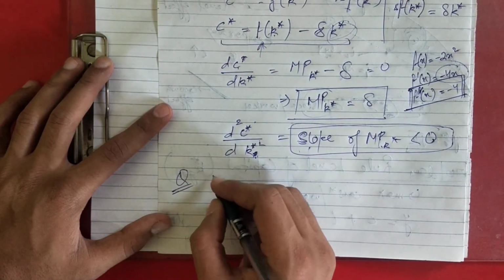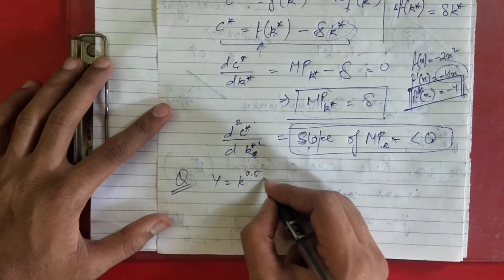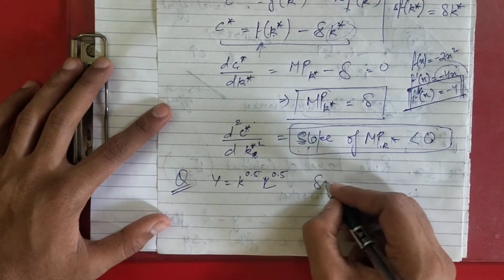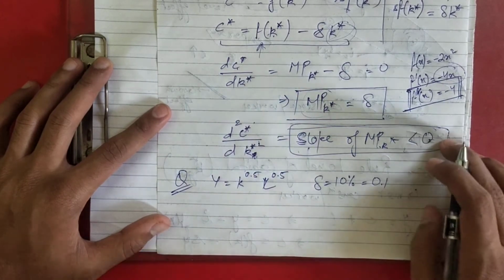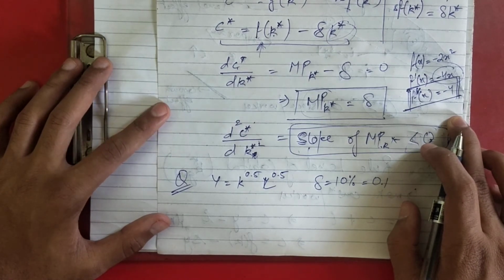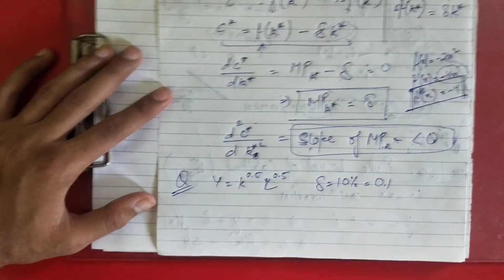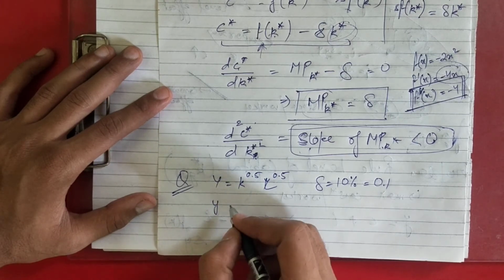So you are given the aggregate production function, Y equals K to the power 0.5 and L to the power 0.5. Delta is given at 10%, our usual value, that is equal to 0.1, and it is asked in the question to find the steady state saving rate which is required to achieve the golden rule level of capital per worker, right?